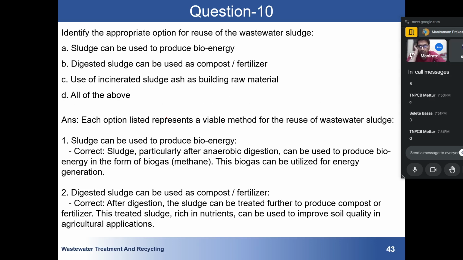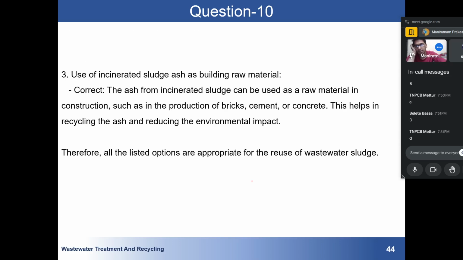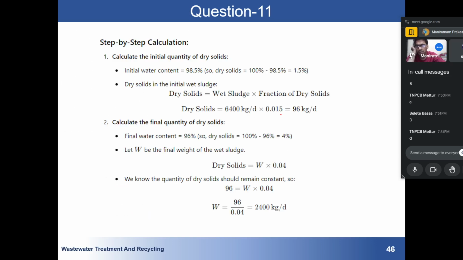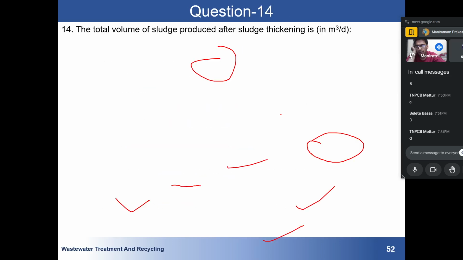Sludge can be bioenergy, that is methane. Then compost: whatever the complex organic matter was there, after digestion some part will be converted into methane and CO2, and some part will be left as a biofertilizer. This is also the case: ash from incinerated sludge can be used as raw material in construction, such as production of brick, cement or concrete. Again, these are some of the numericals.